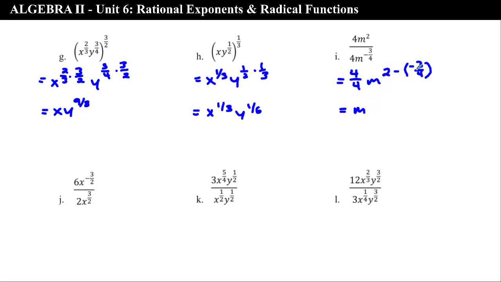Let's go ahead and get a common denominator. M to the 8/4 plus 3/4, which gives us m to the 8 plus 3 is 11, m to the 11/4.